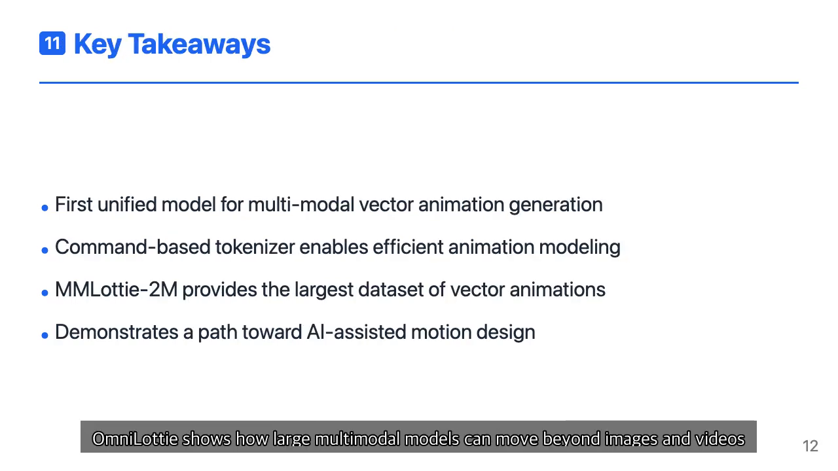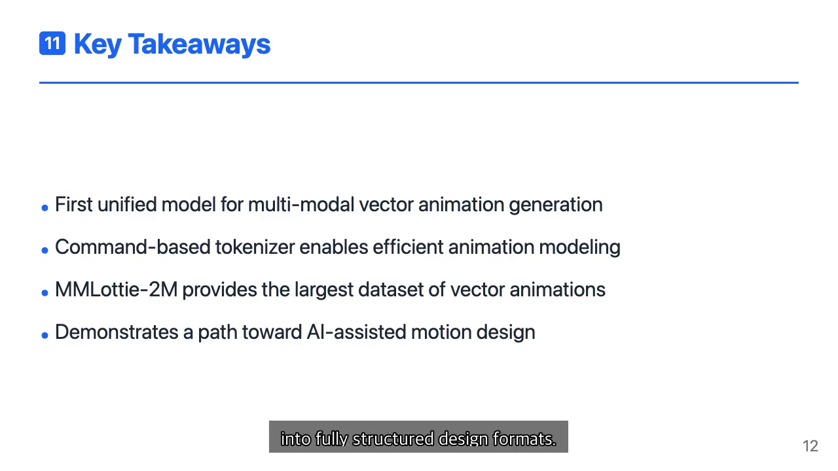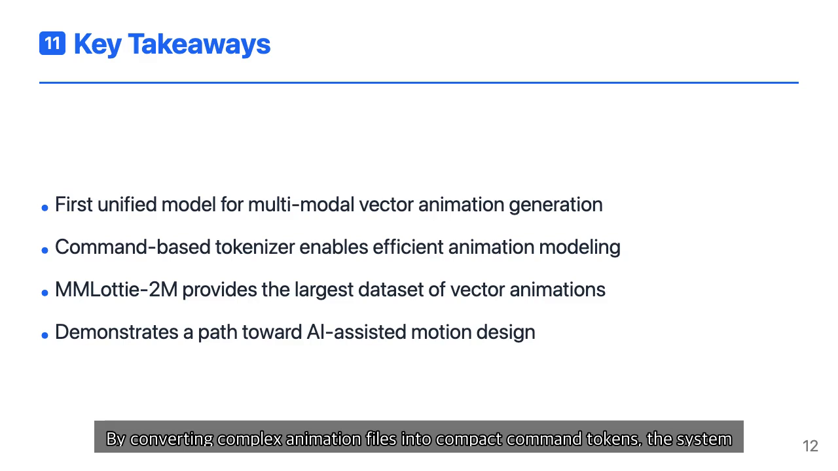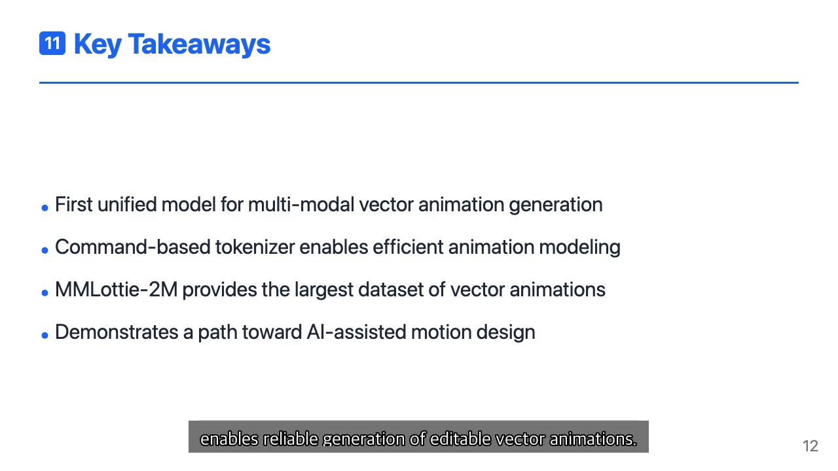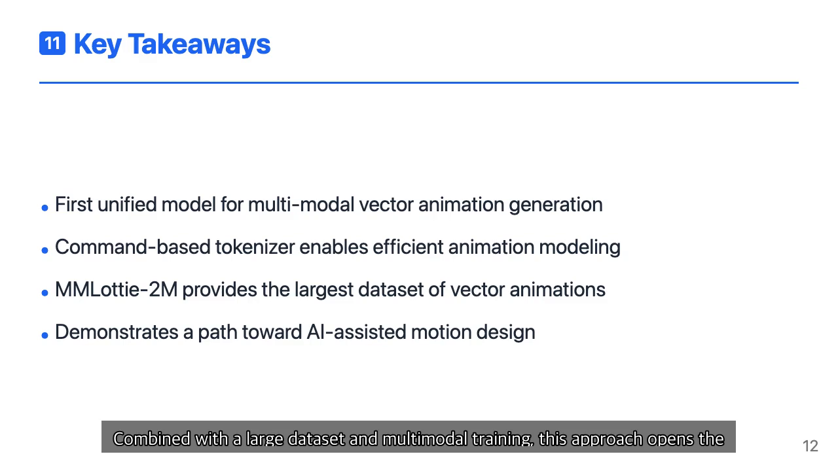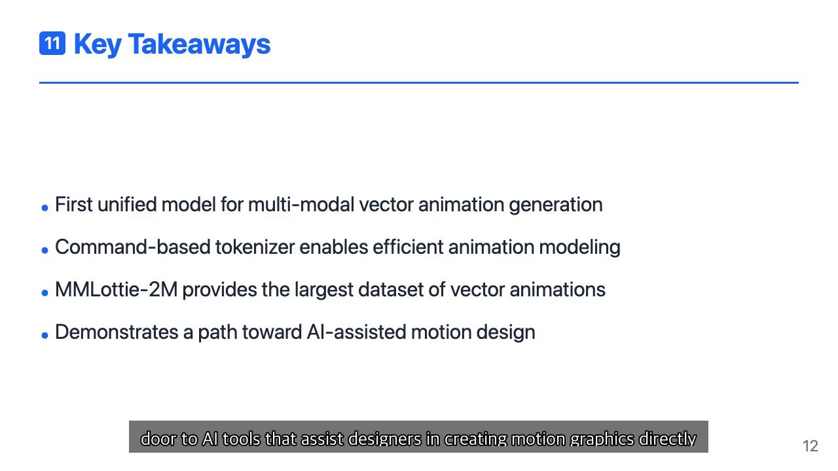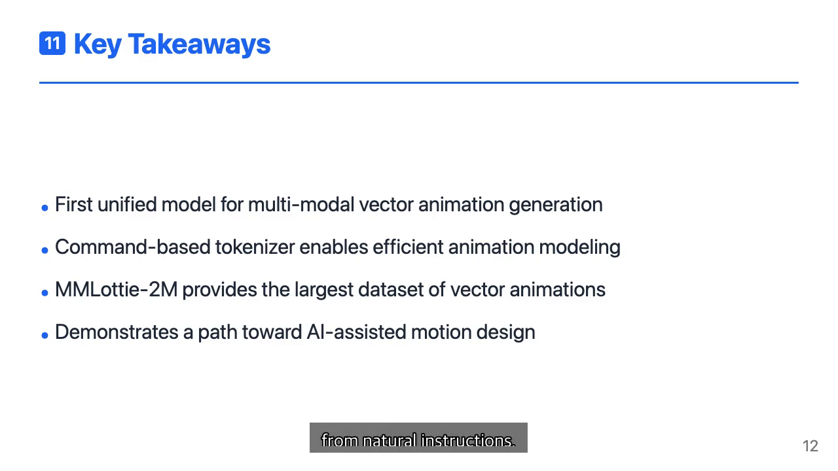OmniLottie shows how large multimodal models can move beyond images and videos into fully structured design formats. By converting complex animation files into compact command tokens, the system enables reliable generation of editable vector animations. Combined with a large dataset and multimodal training, this approach opens the door to AI tools that assist designers in creating motion graphics directly from natural instructions.